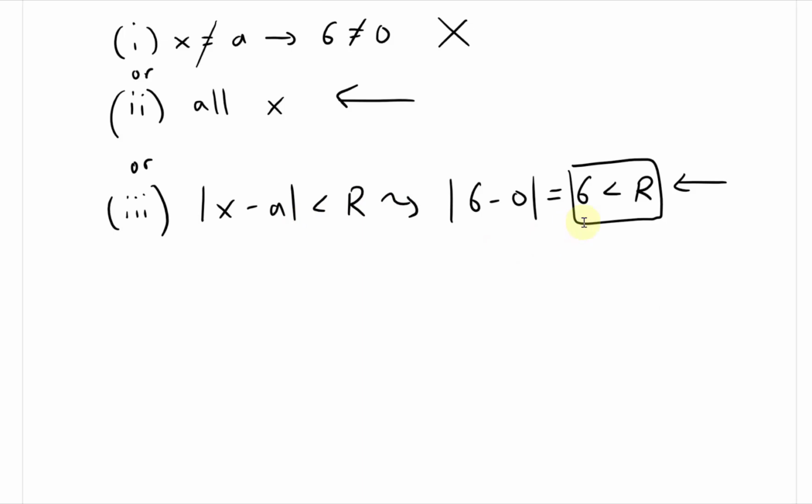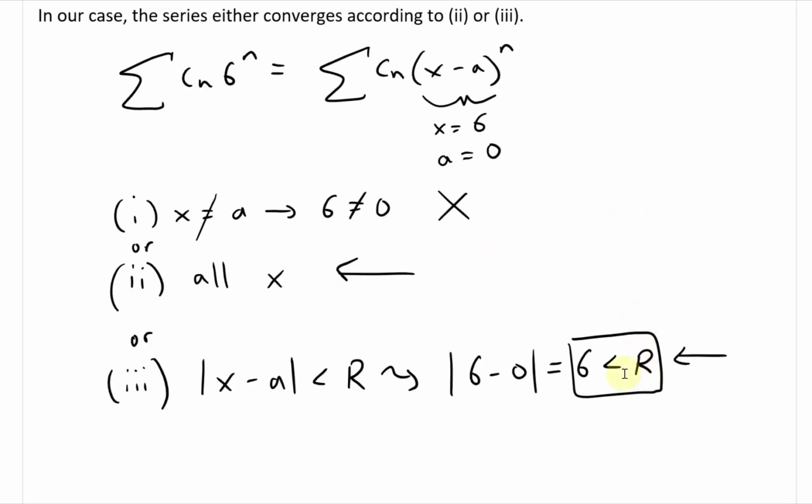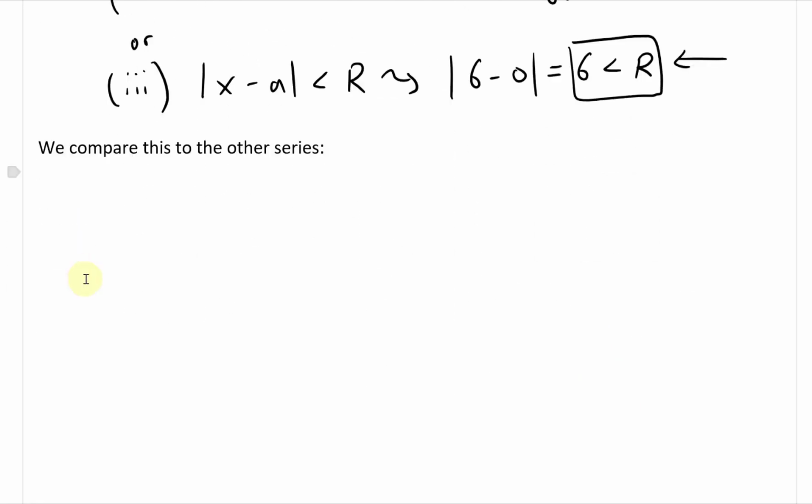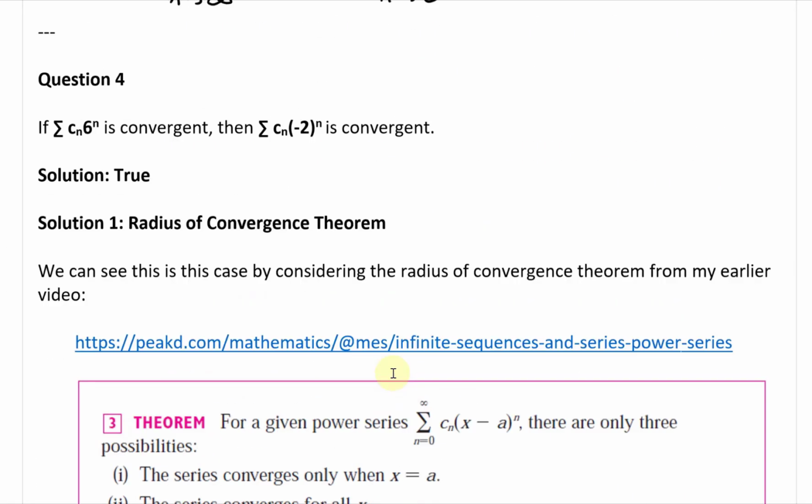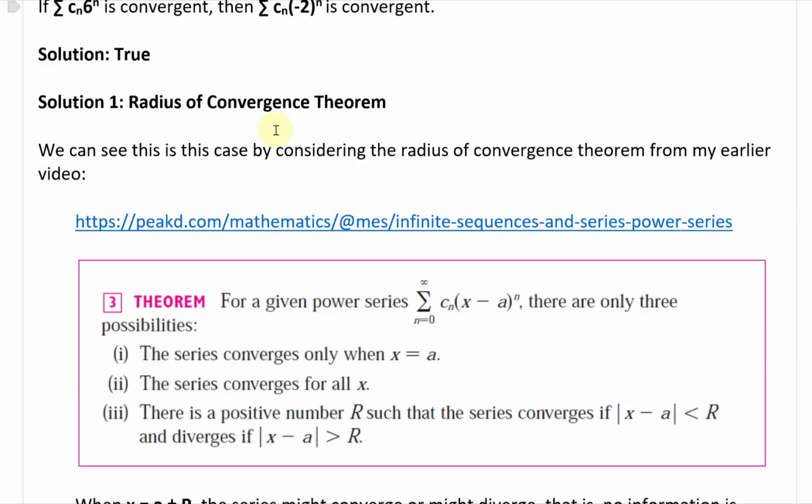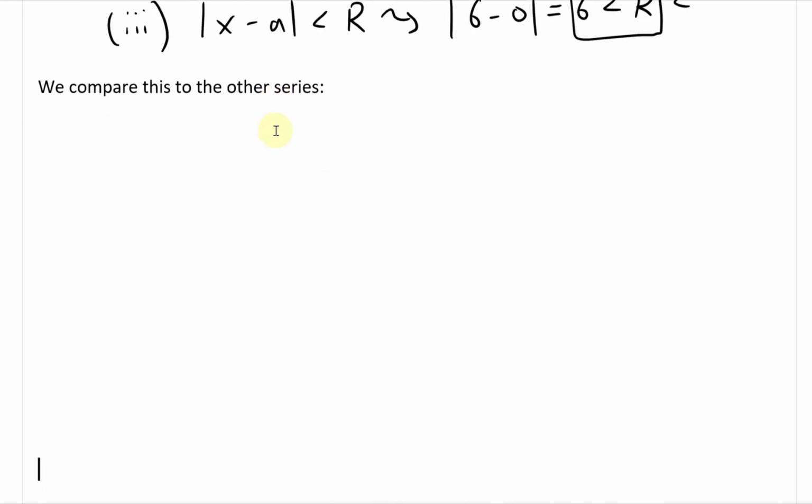So basically, when this 6 is less than the radius of convergence r, we have 2 scenarios, this or this. And now we compare to the other series. So now we have this right here. This is the summation Cn times negative 2 to the power of n. So compare this to the other series.